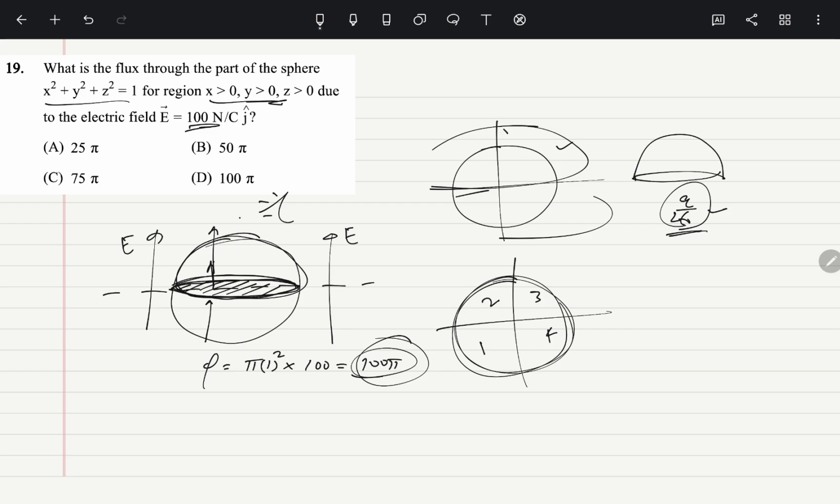So we can say the flux through any of the regions, because we are concerned about only one quadrant, one region, this one. I'm assuming here x, y and z are all positive. So what is the flux coming out of any one region? 100 pi by 4, which will make it 25 pi. That is the flux coming out of this one region which is mentioned in the question. So option A is correct.